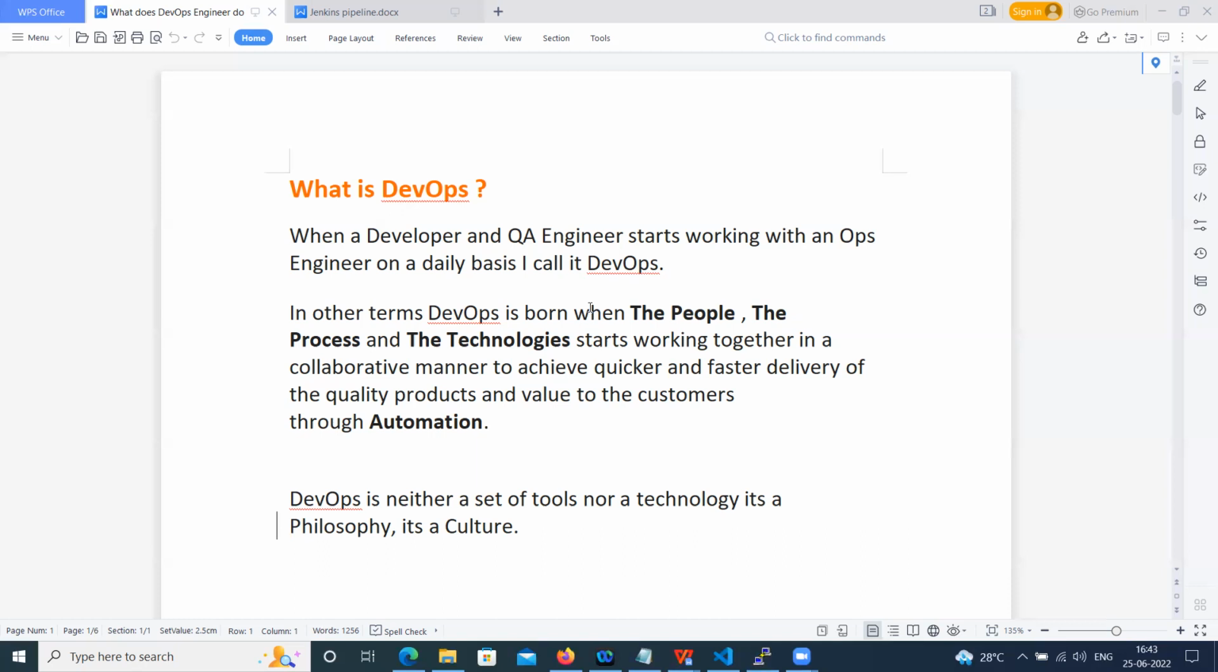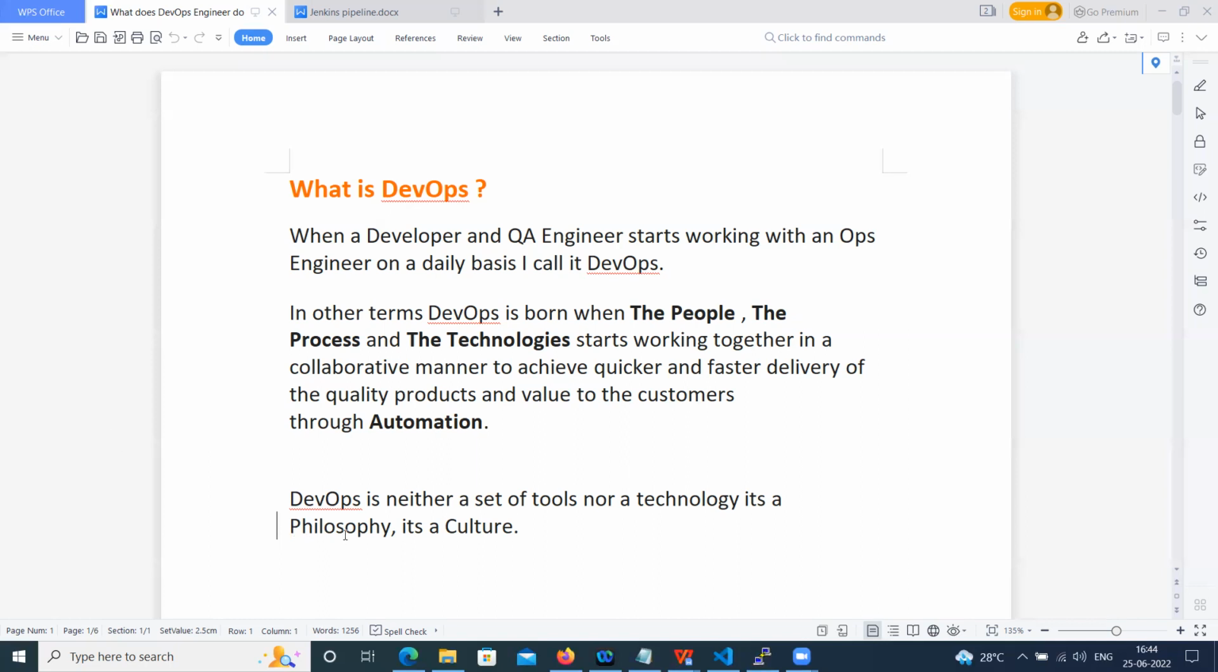They start working together in a collaborative manner to achieve quicker and faster delivery of a quality product and value to the customer through automation. So we have to coordinate with the people, the process, and all the tools. When we use all these resources, we can achieve faster delivery, quality product, and automation, so there is less manual intervention. That is DevOps.